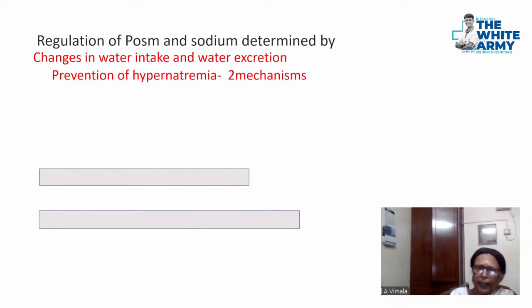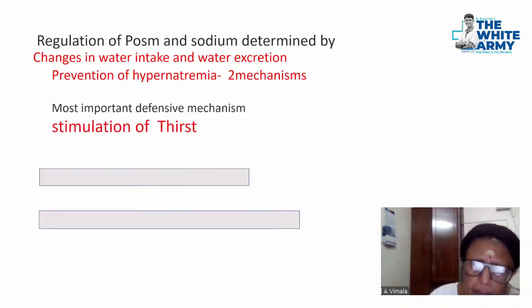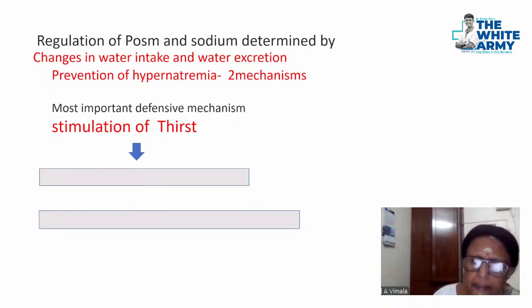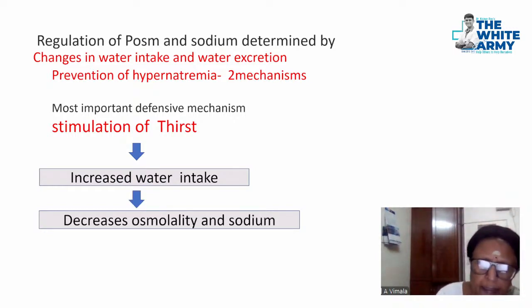So prevention of hypernatremia: usually everybody will develop hypernatremia at some point of time, but there are 2 effective mechanisms which will prevent hypernatremia. Let us see what is the first mechanism. Whenever somebody develops hypernatremia, there's a thirst center in the hypothalamus which gets stimulated, and this stimulation of thirst increases the water intake, and this increased water intake decreases osmolality and thereby sodium.